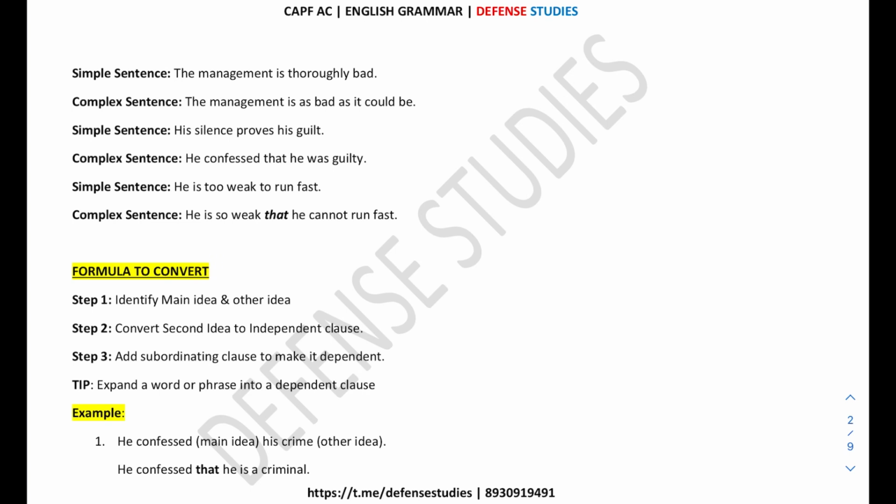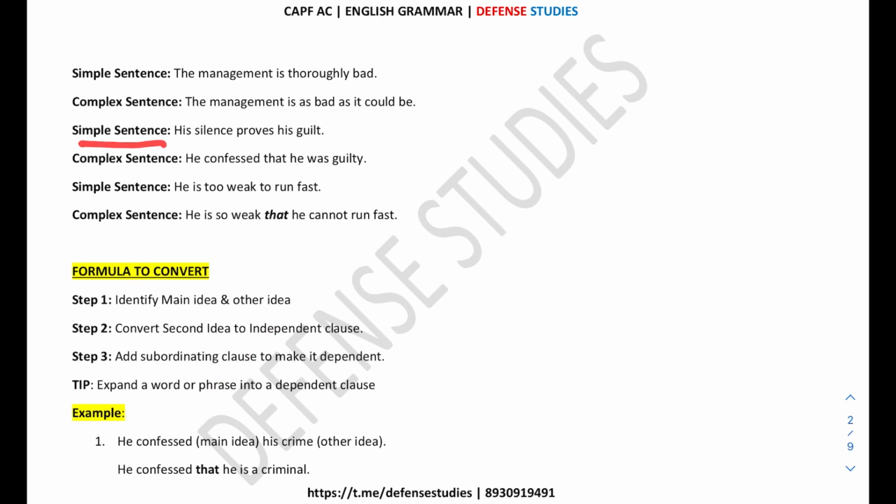First of all, you need to identify the main idea and the other idea. Second, you need to convert the second idea, the other idea, into a dependent clause, right? It should not be independent, it should be a dependent clause. Third step is to add a subordinate conjunction to make it dependent. Now we'll repeat this formula in the next sentence.